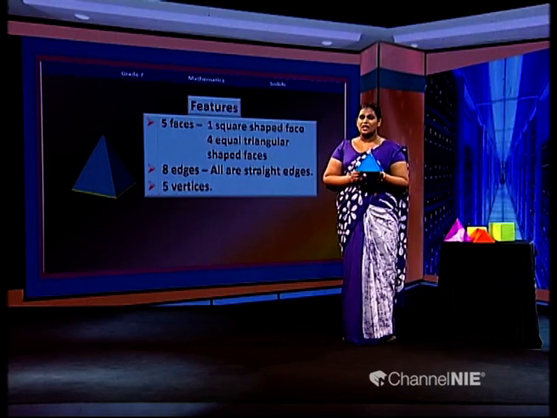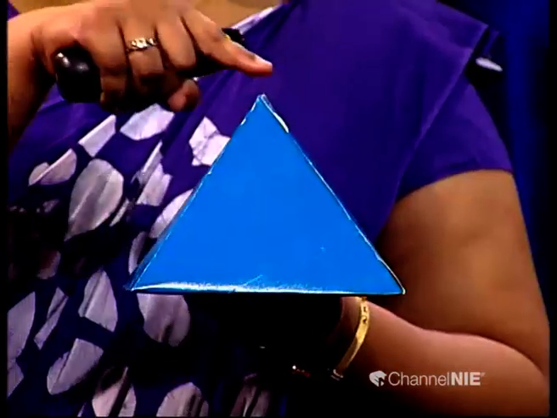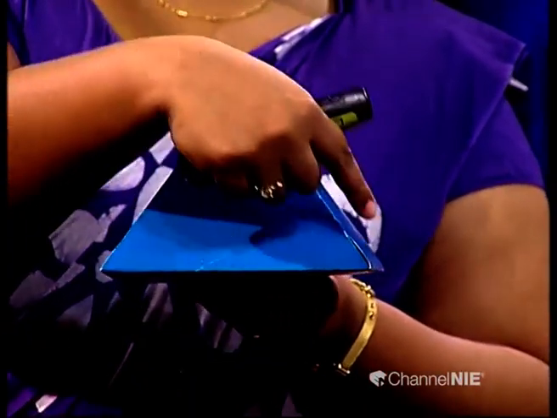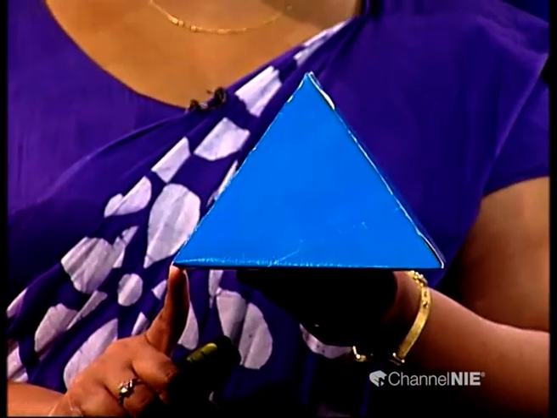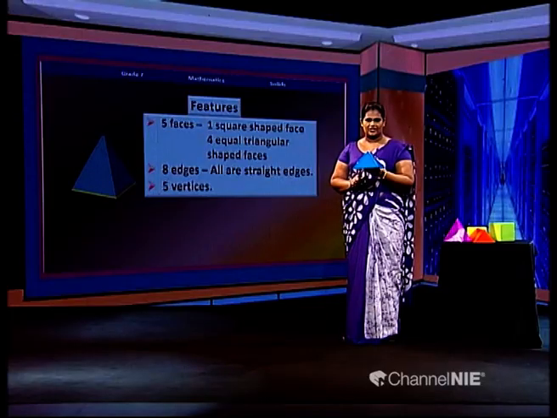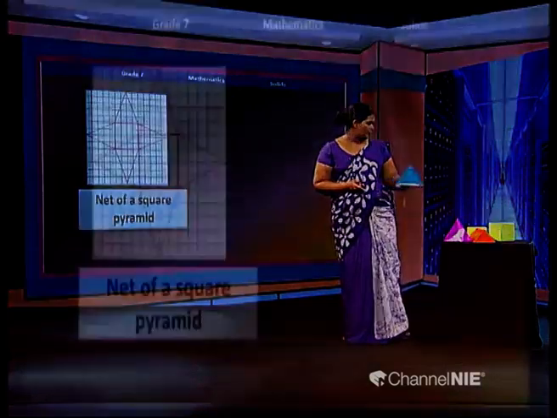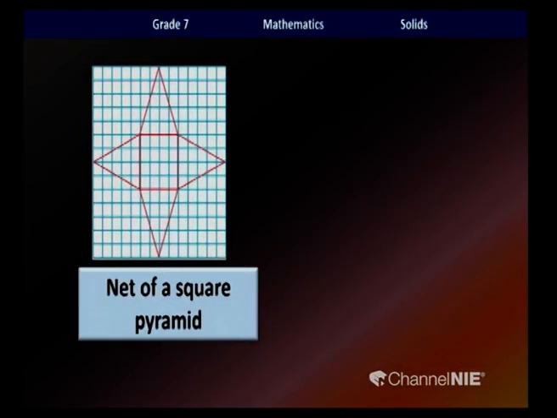Then let's count the number of vertices. 1, 2, 3, 4, 5. We have 5 vertices. Now I am going to consider the net of a square pyramid. Here, as you can see in the figure, you have a square and 4 equal triangles. So this is the net of a square pyramid.